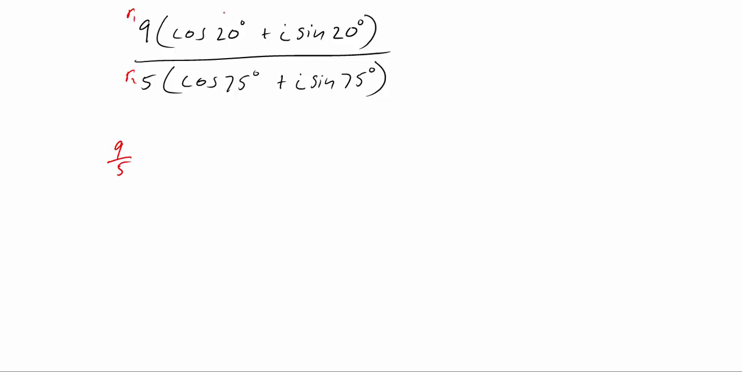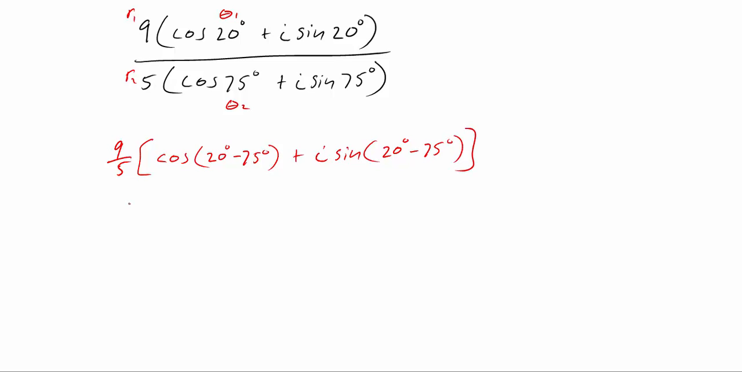And then we're going to take theta 1, which is 20, and theta 2, which is 75, and we're simply going to subtract. So we would have the cosine of 20 degrees minus 75, and the same thing over here for the sine function, 20 degrees minus 75. If we were then to simplify this, 20 degrees minus 75 is going to be equal to negative 55 degrees.